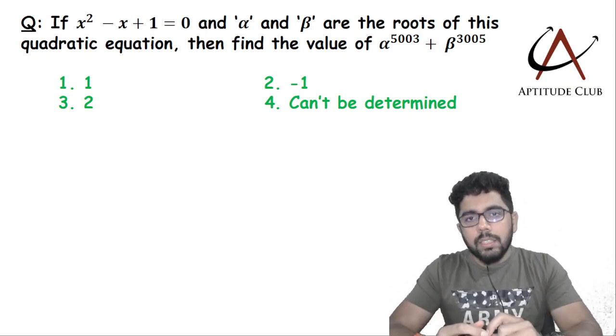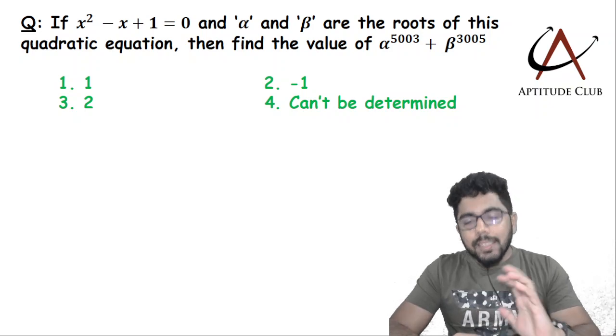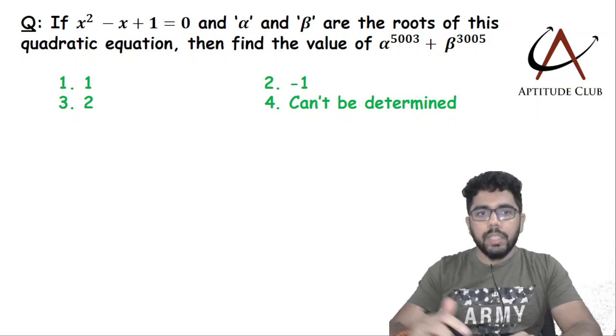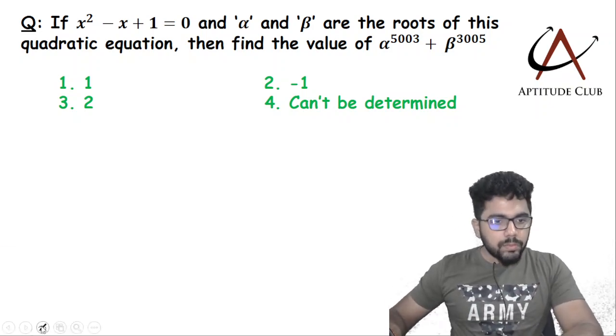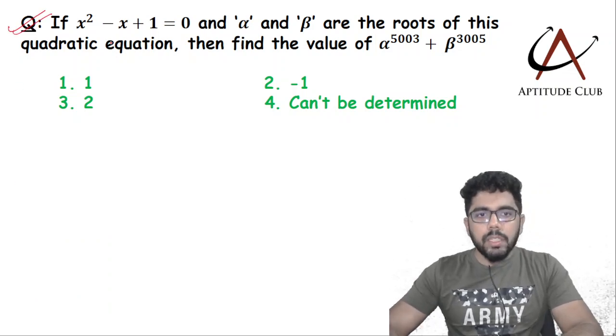So as always, I'll request all of you to pause at this moment, try the question yourself first and then look at the explanation. Alright, let's begin. So here it is saying that this is a quadratic polynomial x square minus x plus 1 equal to 0 and alpha and beta are the roots of this quadratic equation.